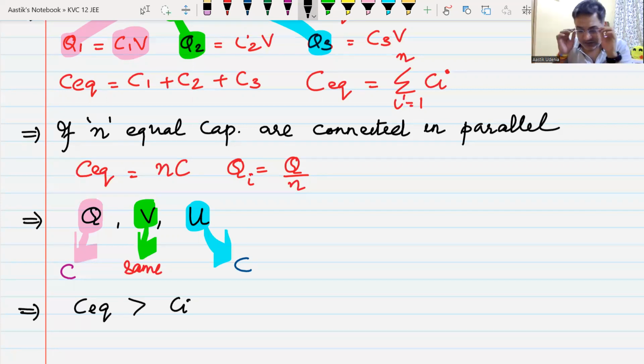What next? Now, here, what we have seen is the series and parallel combination, but a very important thing, and there was a question of JEE as well. Let me go back.